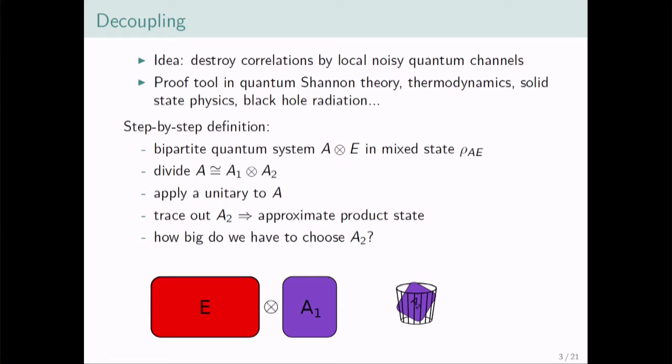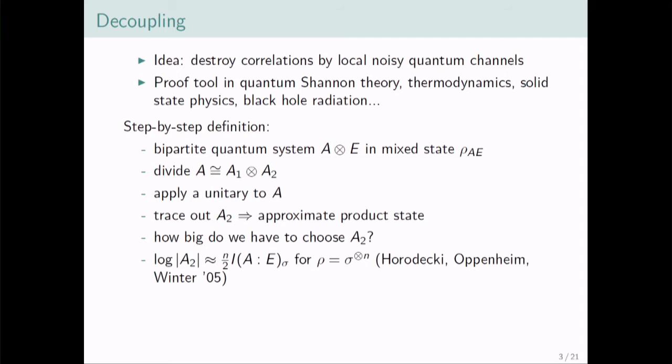Now, of course, the question the information theorist asks now is how big do we have to choose this A2 system that we are getting rid of to achieve this task, to render the system product afterwards? Because just as a sanity check, there exists some size of A2 that achieves this, because if we choose A2 to be all of A, then it's trivially achieved for any unitary.